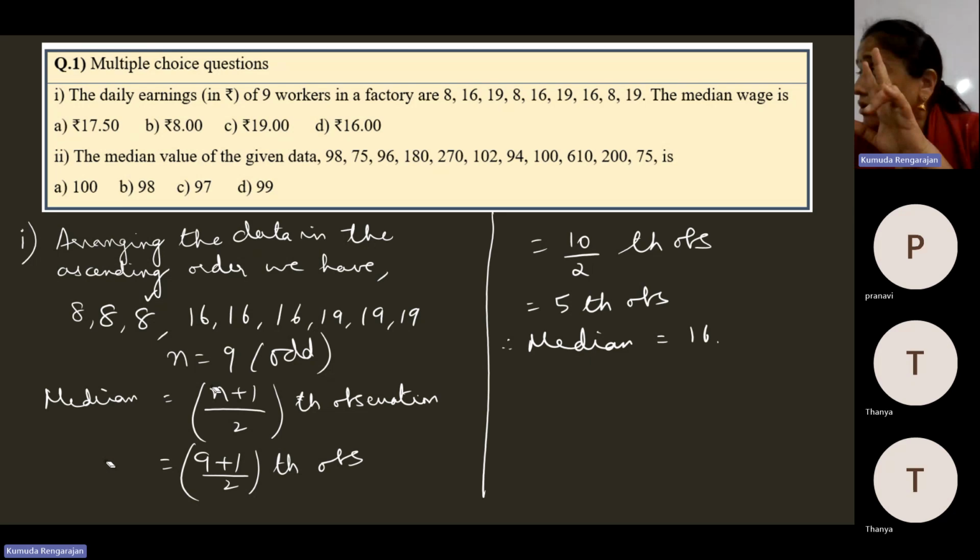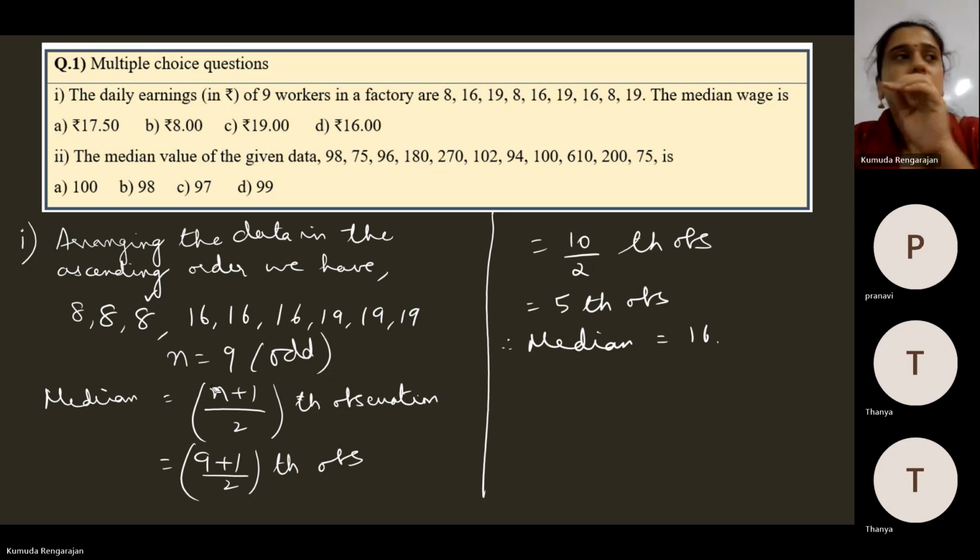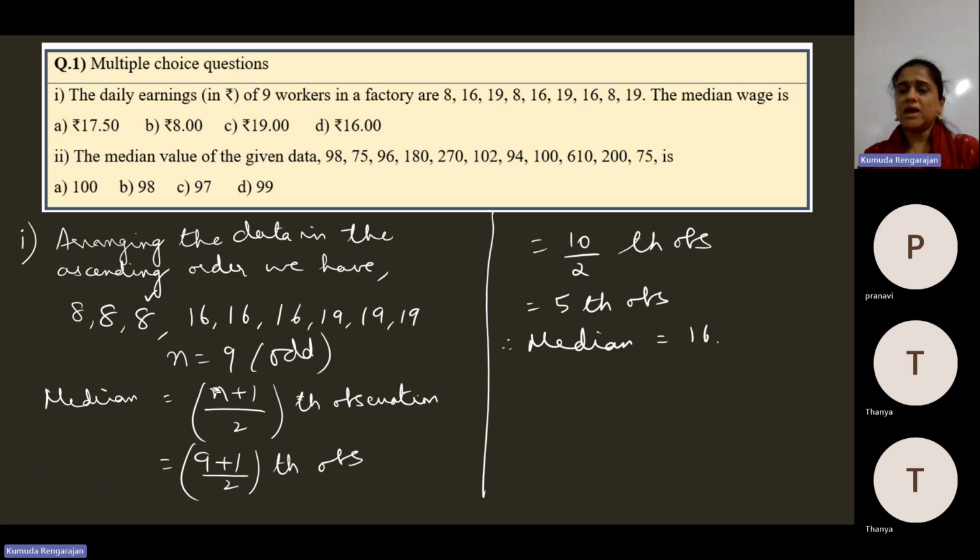We have formulae to find median. For mean, what's the formula? Sum of all the observations by number of observations. Mode, no formula. Whichever value comes most number of times, that is the mode. For median, we have two formulae. One when n is even, and the other when n is odd.